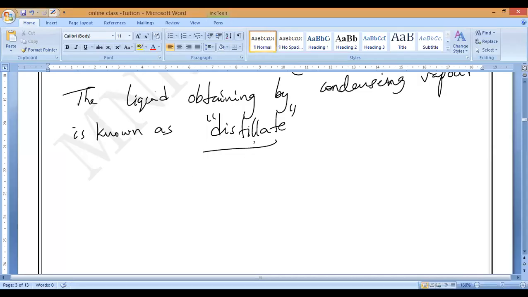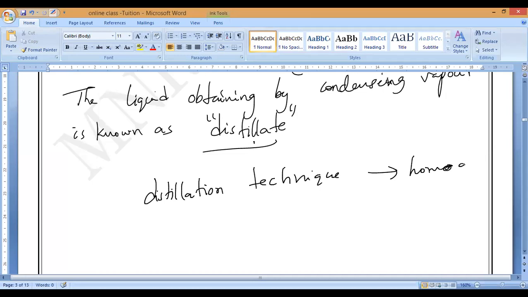So we will use this distillation technique only for separating what? Distillation technique only for what? Homogeneous mixtures. Now, that homogeneous mixtures also, all of you should remember.